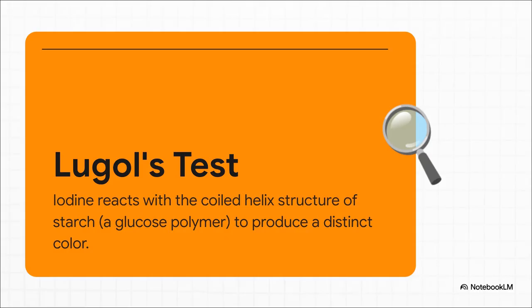Next on our list is the Lugol's test for starch. Now, starch is a polysaccharide, which is basically just a super long, coiled-up chain of glucose molecules. And it turns out the iodine in the Lugol's reagent fits perfectly inside that coiled helix structure. It's a really specific fit. If the molecule isn't coiled up in that exact way, the test just won't work.